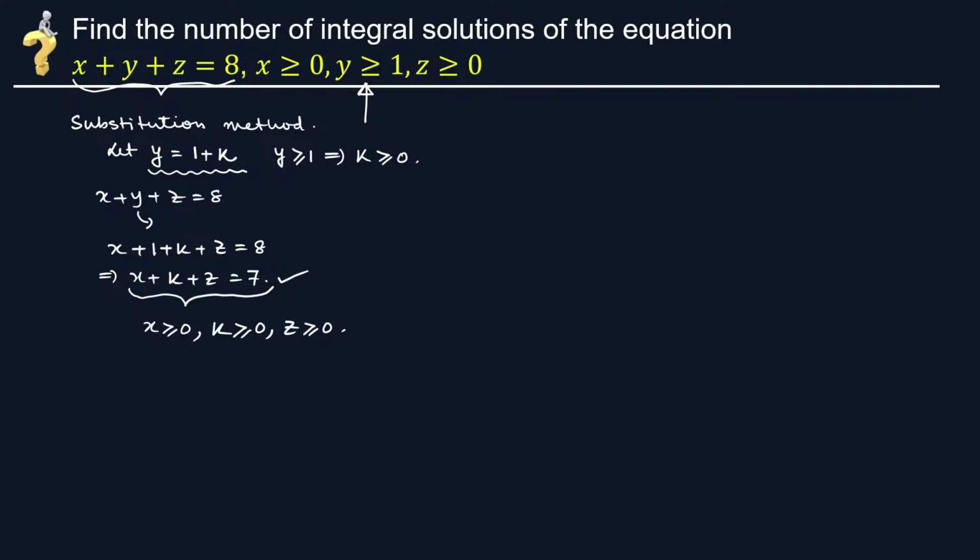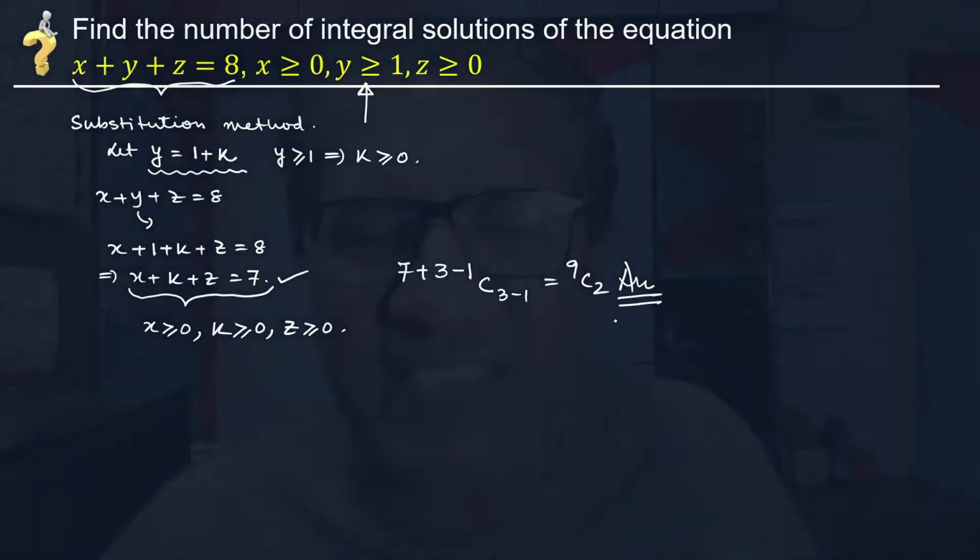Therefore, the total number of ways will be 7 plus 3 minus 1 C 3 minus 1, so that gives us 9C2 as the required answer. This is the total number of integral solutions of this equation when the conditions x greater than or equal to 0, y greater than or equal to 1 and z greater than or equal to 0 hold. Is this clear to all of you?